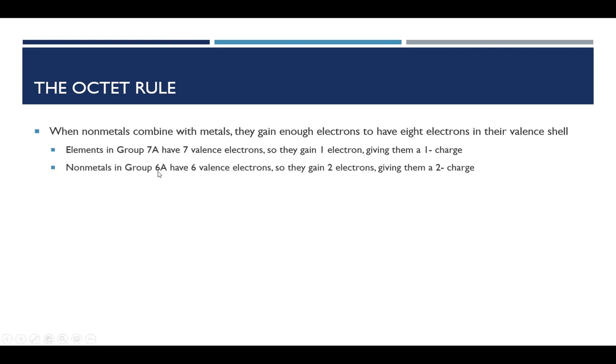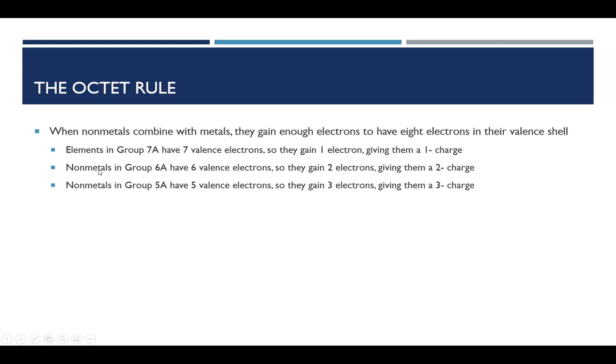In group 6A, you have 6 valence electrons. So these elements are too short of having an octet. Specifically, again, 2 electrons short of having an octet. So they'll pick up 2 electrons from what they're reacting with, and that will give them a 2 minus charge. And then the nonmetals in group 5A have 5 valence electrons, and therefore they would gain 3 electrons. You want these to add up to 8. And so if you're picking up 3 electrons, that gives it a 3 minus charge.